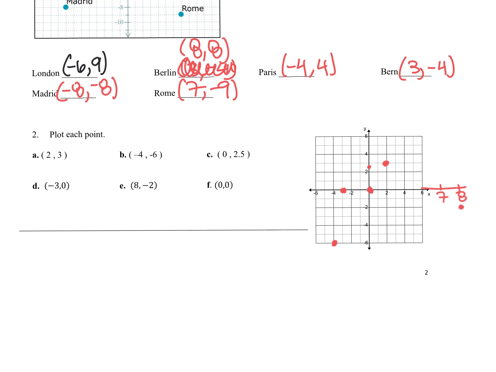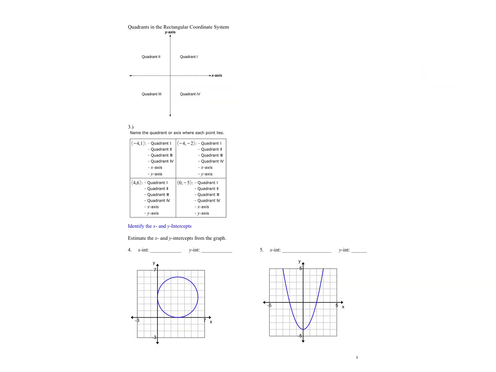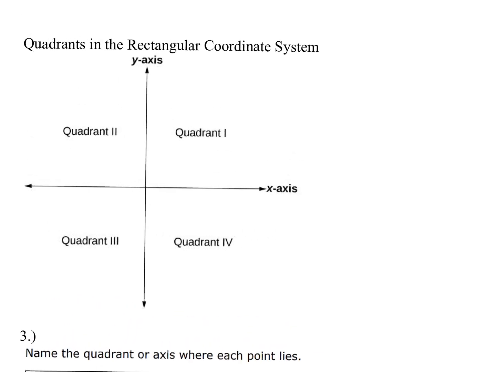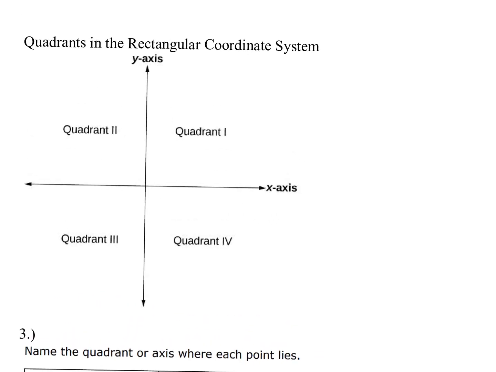Are there any questions on that first objective? Okay, so we can just check that one off, right? So now we're going to be talking about quadrants. On the rectangular coordinate system, here is what the quadrants look like. There are 4 quadrants. It goes counterclockwise, starting in the far right.